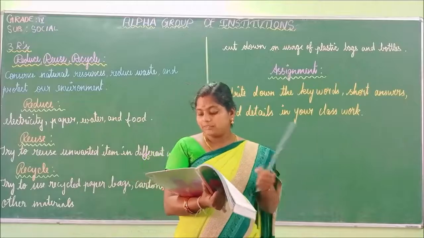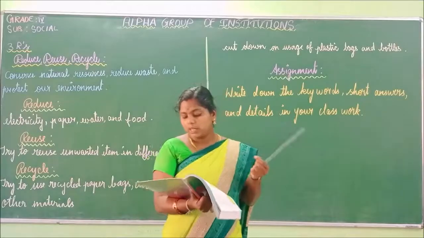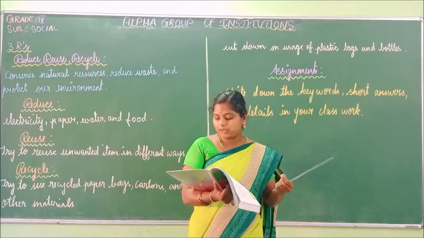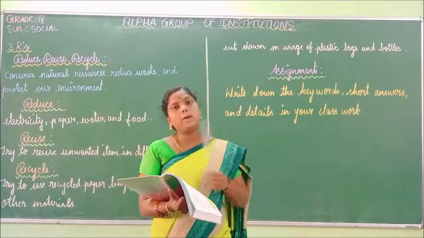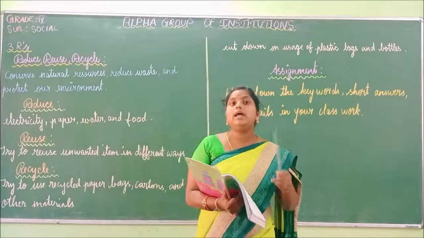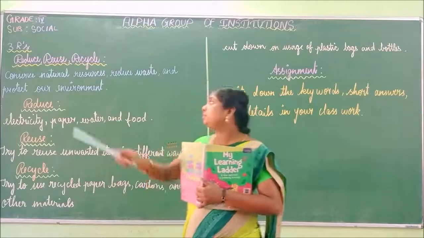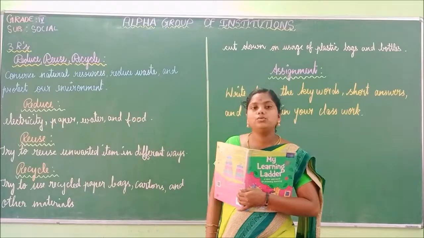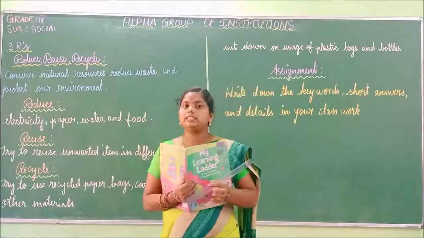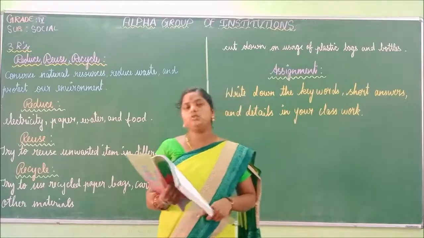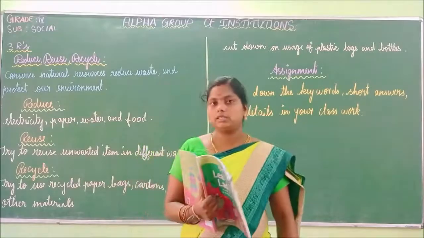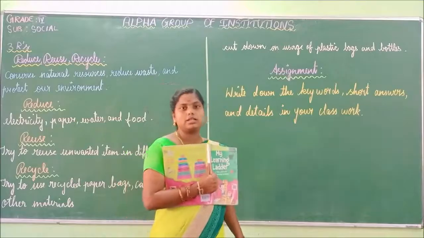National parks and wildlife reserves, zoos, keeping track of the number of animals, laws to prevent poaching. So these are all what we learned. And the last one, a very important one, 3 R's: reduce, reuse and recycle. We learned about reduce, reuse and recycle. Is it clear, children? Are you happy with this lesson?